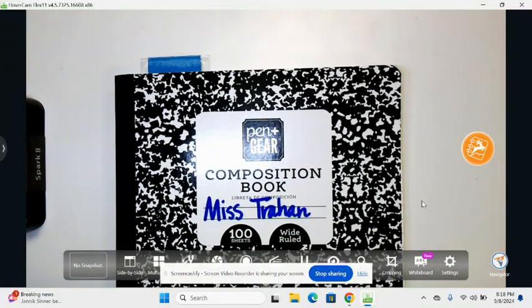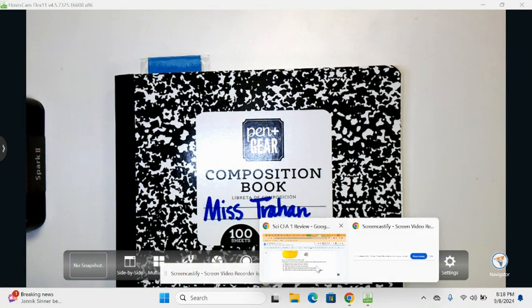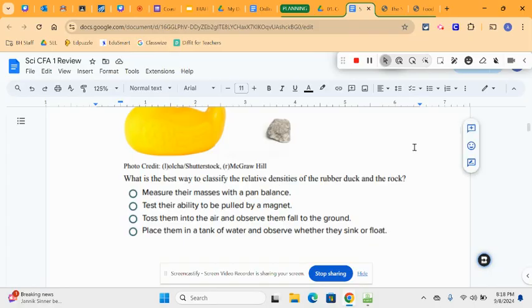But let me go back to that question and see what it is that you're going to have to do. What is the best way to classify the relative densities of the rubber duck and the rock? The first one says, measure their masses with a pan balance. The second one says, test their ability to be pulled by a magnet. The third one says, toss them in the air and observe them fall to the ground. And the last one says, place them in a tank of water and observe whether they sink or float.